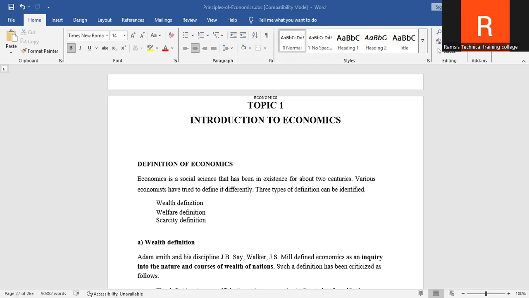So first of all, we are going to look at the introduction to economics. We need to understand what economics is. Economics is a social science which studies the allocation of scarce resources which have alternative uses among competing and usually limitless wants of a consumer in the society.